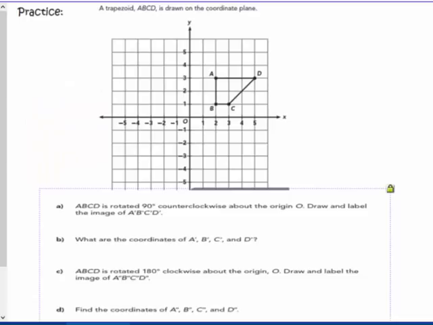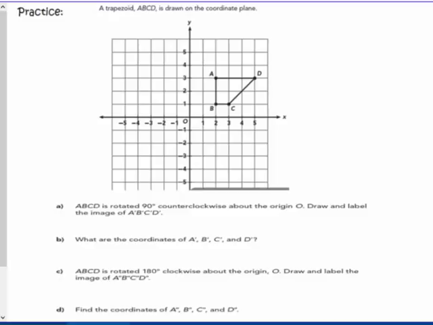Trapezoid ABCD is drawn on the coordinate plane. Part A says, ABCD is rotated 90 degrees counterclockwise about the origin, O. Draw and label the image A prime, B prime, C prime, D prime. So it is 90 degrees counterclockwise, so I literally turn my paper, and now it's sitting with my 11 by 8.5. The 11 is now my length, and the 8.5 is my width.